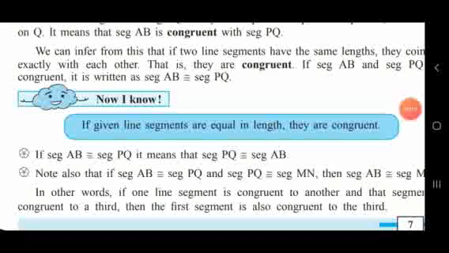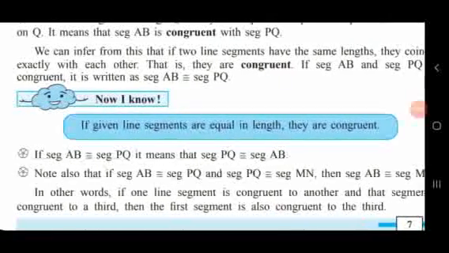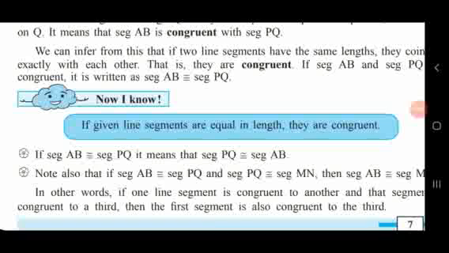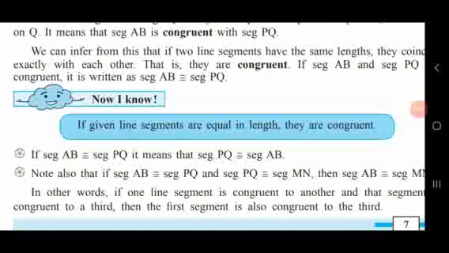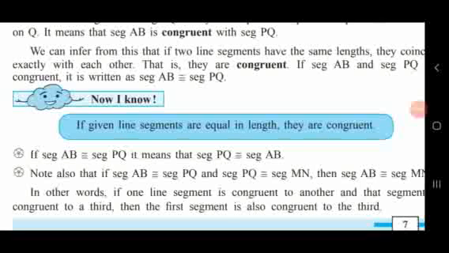Next concept is congruence of segments. If two line segments have the same lengths, then they coincide exactly with each other, that is, they are congruent. If segment AB and segment PQ are congruent, then it is written as seg AB congruent seg PQ. If given line segments are equal in length, then they are said to be congruent. Remember, if segment AB is congruent to segment PQ, it means that segment PQ is also congruent to segment AB, and vice versa.